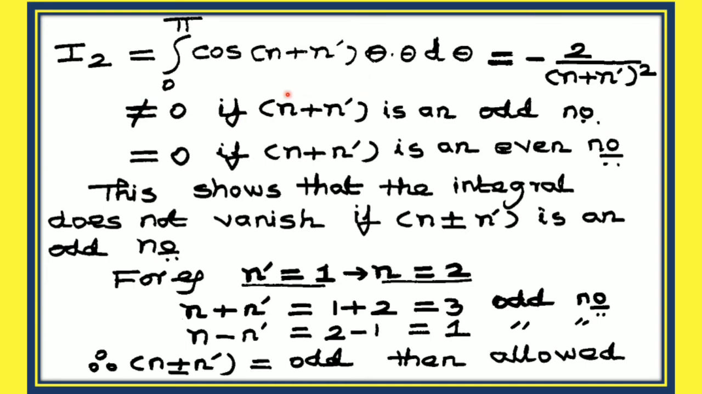நான் ஏற்கனவே சொல்லியிருக்கேன், the results are very important for us because the selection rule is obtained from the transition moment integral. இப்ப I2 not equal to 0 if n plus n prime is an odd number.